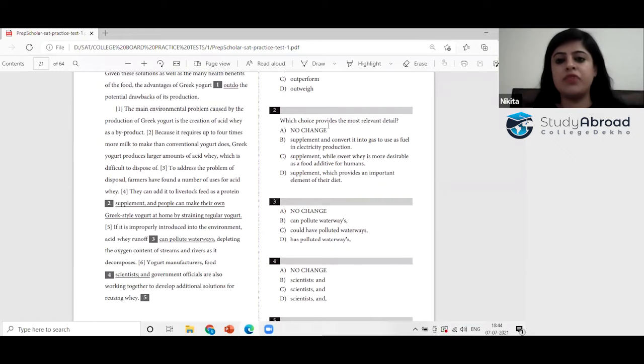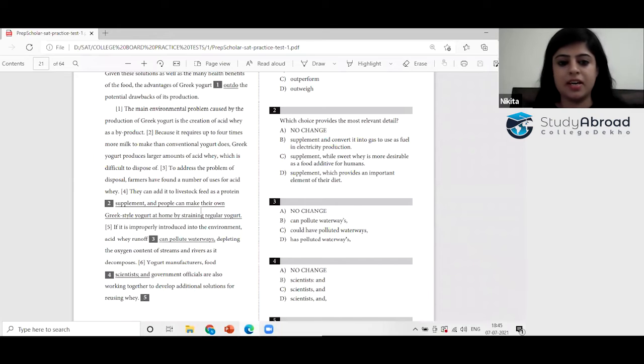It says, which choice provides the most relevant detail? First of all, you should be able to see if 2 is written over here and 2 is written over here, that means this is the area in relation to what this question is. Now there is no one word underlined over here.